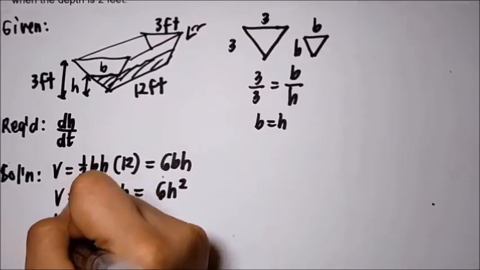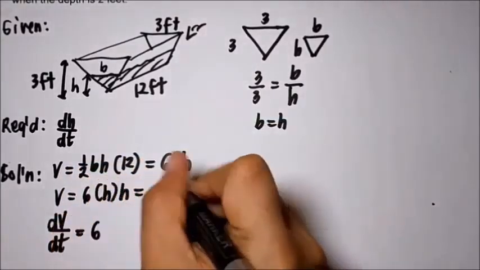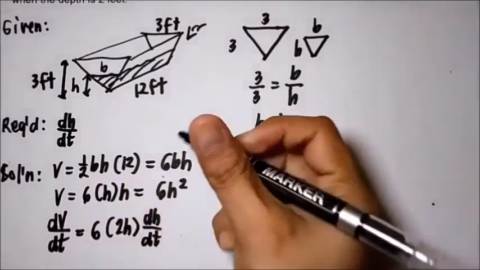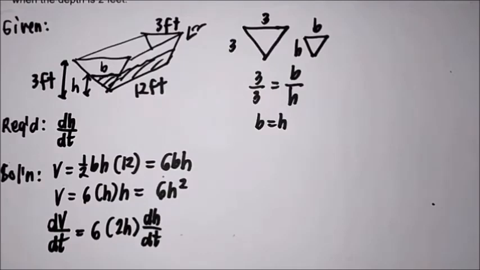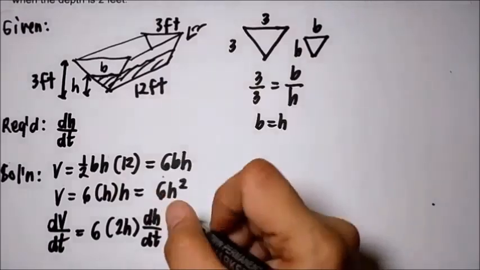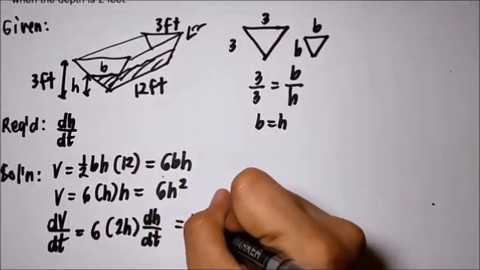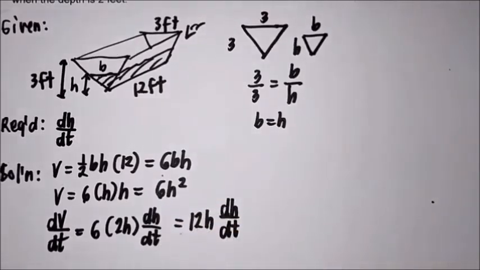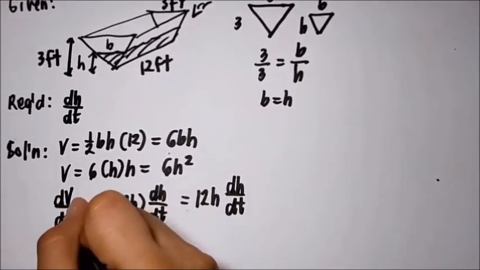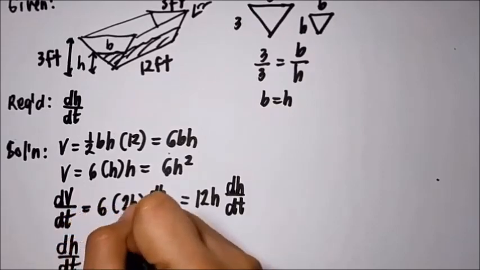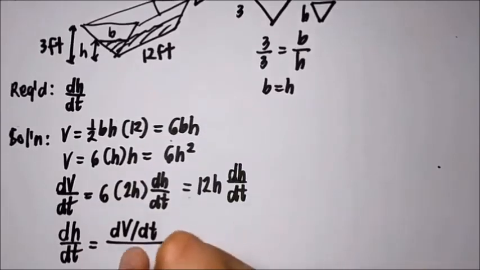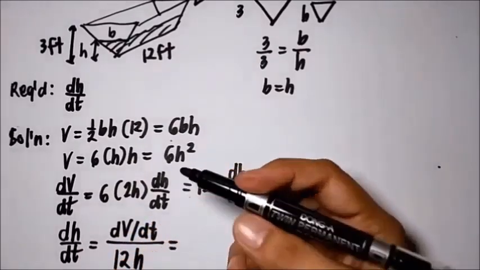So dV over dt is equal to 6. Derivative of h squared is 2h, and then dh over dt. What we need is dh over dt, so let's now solve for that. This is equivalent to 6 times 2, that would be 12 h dh over dt. So we'll divide both sides of the equation by 12h. So dh over dt now is given as dV over dt all over 12h, and then substitute the given.